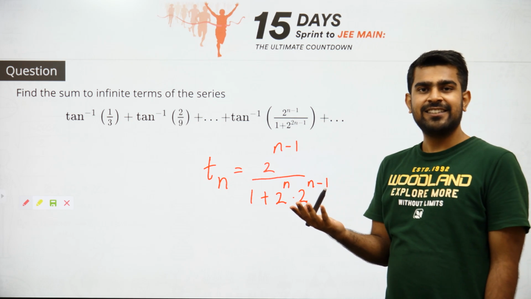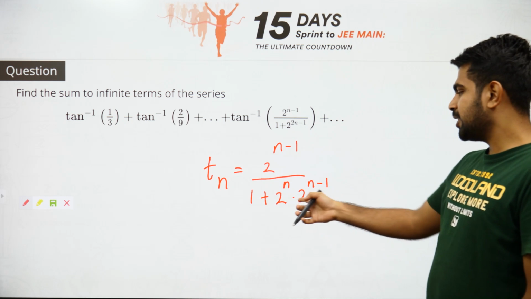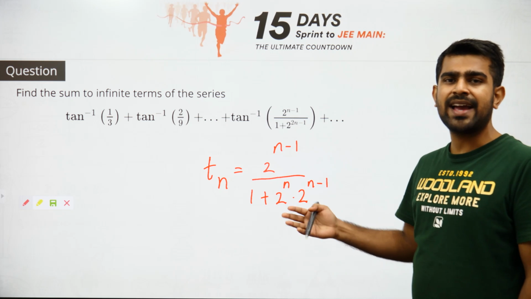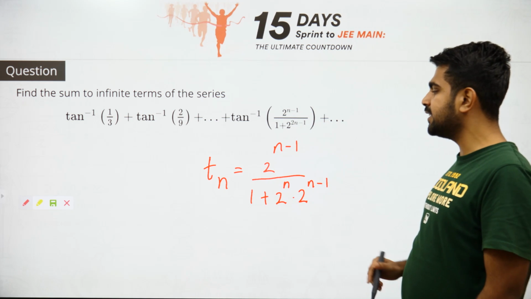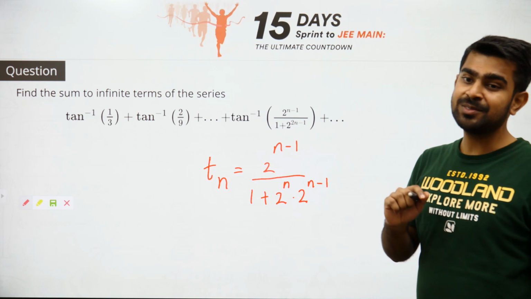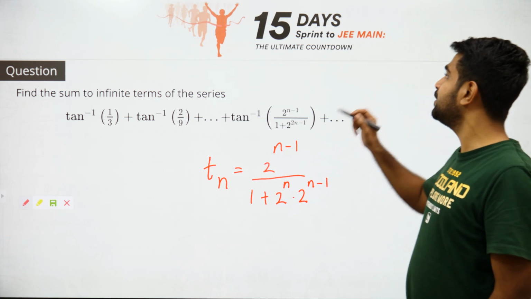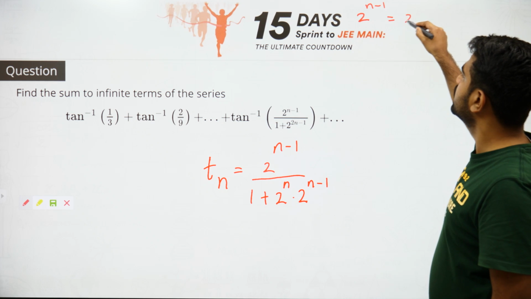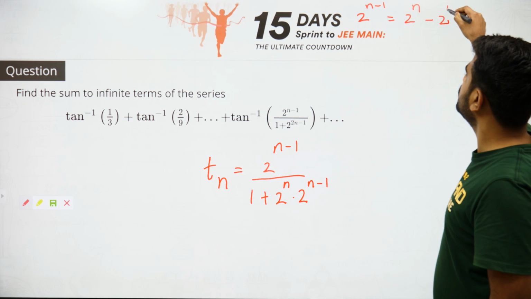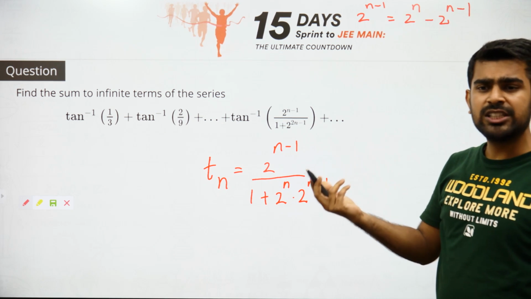Isn't that right, everyone? Because I can add the powers, right? Base is same, I add the powers. n plus n minus 1 is going to be 2n minus 1. So there is nothing wrong in doing that. Now here comes the master stroke. 2 to the power n minus 1 can be written as 2 to the power n minus 2 to the power n minus 1. Sir, how sir?